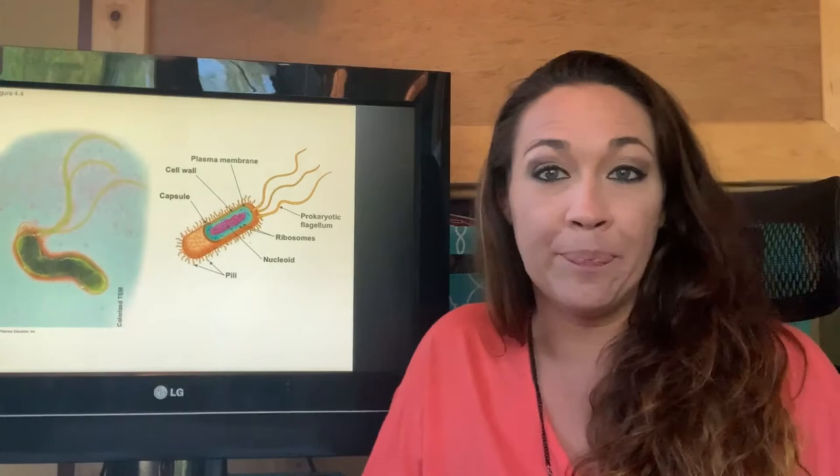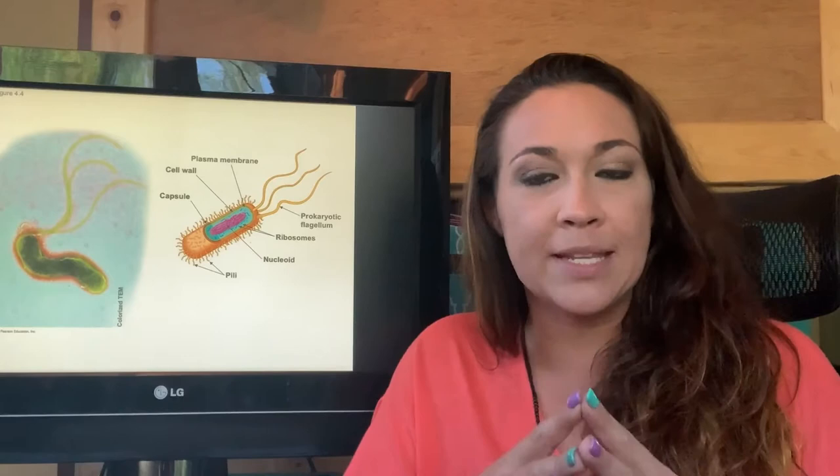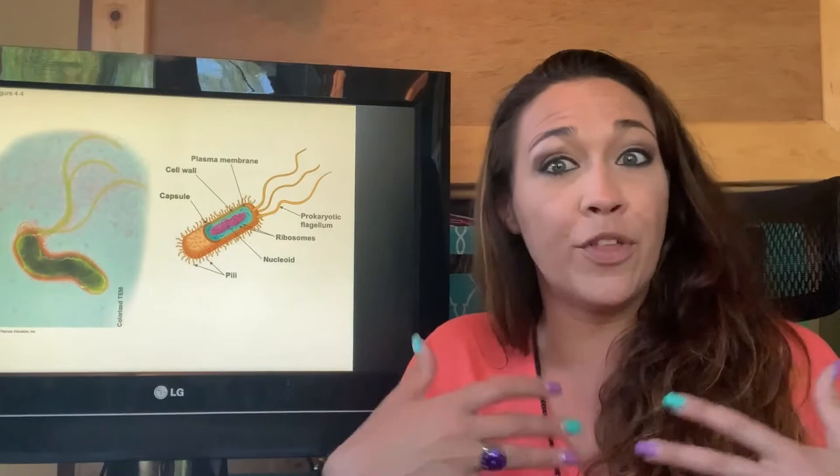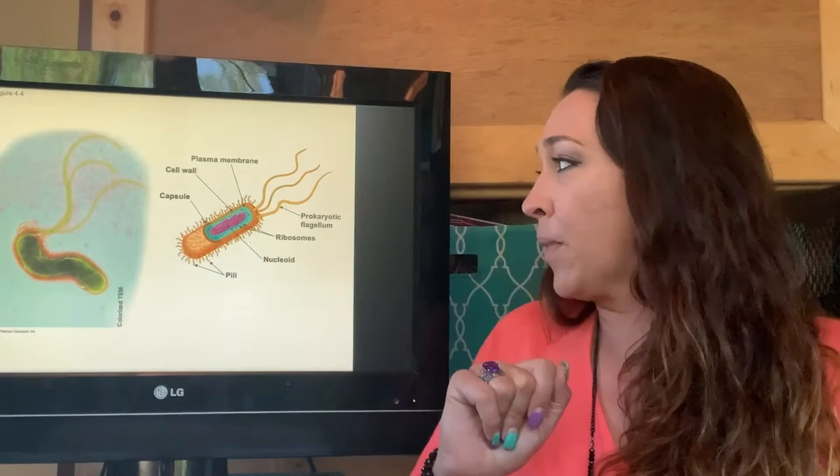Now, some of the structures you will need to know, especially when we get to plant and animal cells, for sure, you will need to know all of these organelles inside of them and what they're doing. Yes, you will need to identify them and be able to tell me what they're doing. So let's start with a very simple one. Let's start with the prokaryotic cells.